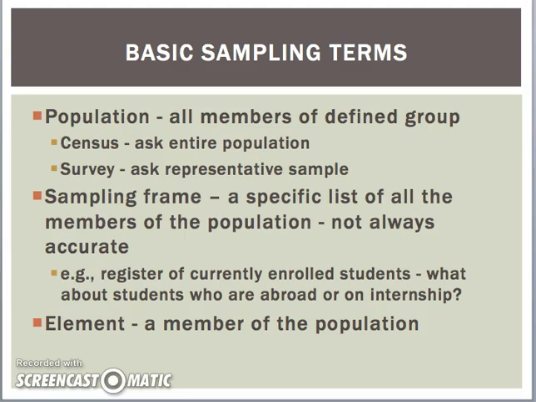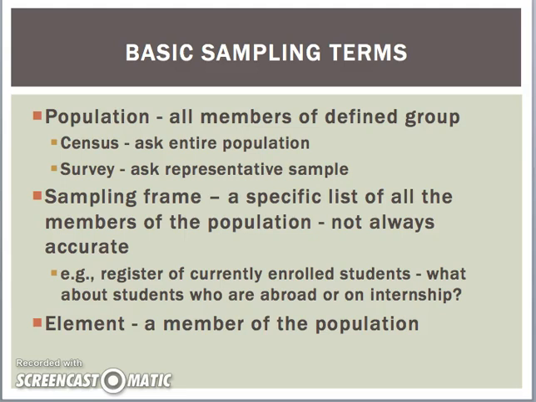So one of the first terms that you need to be aware of is the term population. It refers to all the members of a particular group that you've defined as the target for your survey. When you sample the entire population, we call that a census. When you ask a representative sample, then we call it a survey. So when we refer to the population, those are the people that we're interested in, but the actual surveys themselves, what we call them depends on who we're sampling. If we're asking everyone, we call it a census. If we ask just a subset that's representative of the larger whole, we call it a survey.